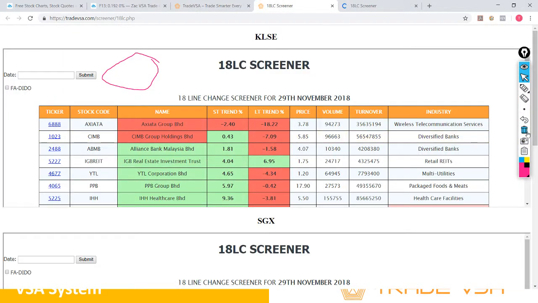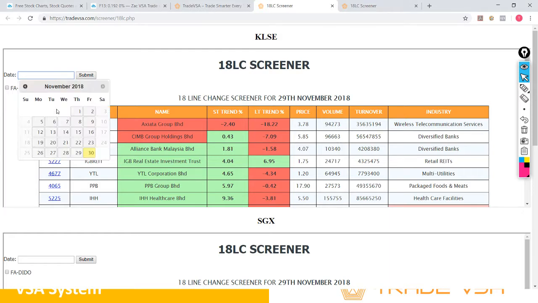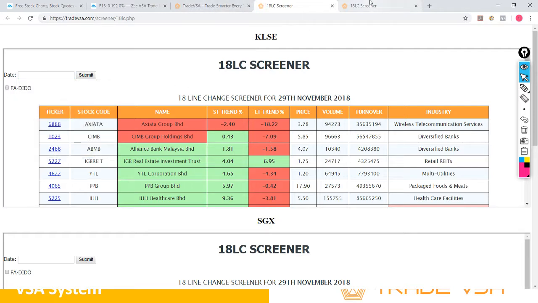Here's the list of stocks that we usually screen at end of day. You can go back up to 2 months to look for potential stocks based on the line change screeners. Probably I'll just start with AMMB. AMMB I screened this week on 26 November, which was on Monday.